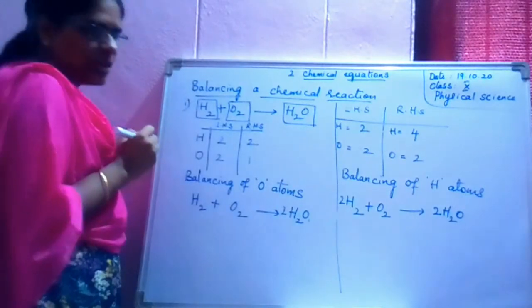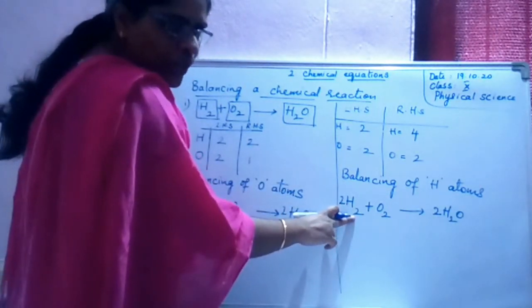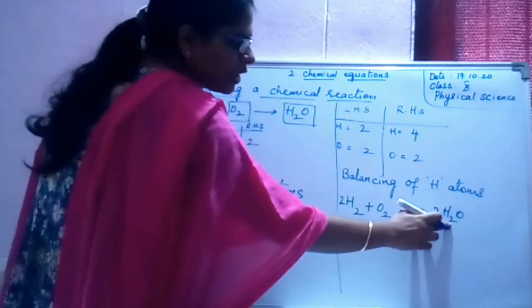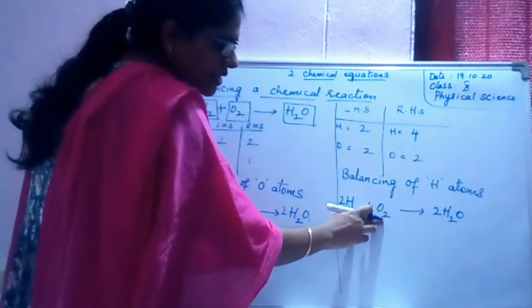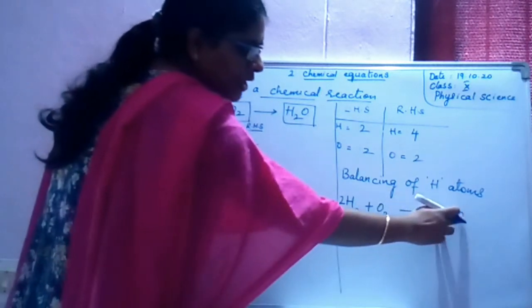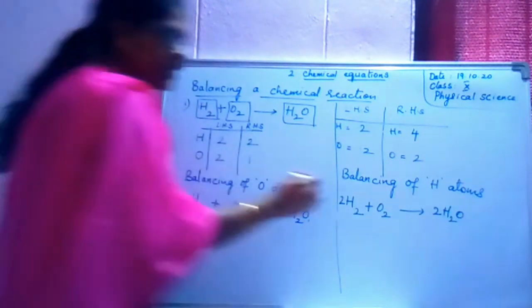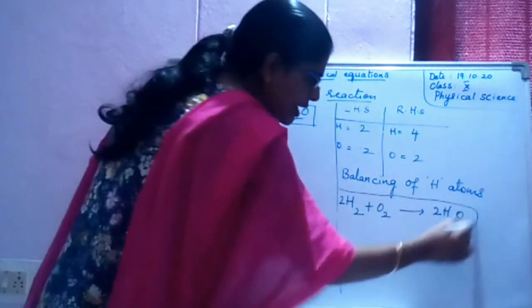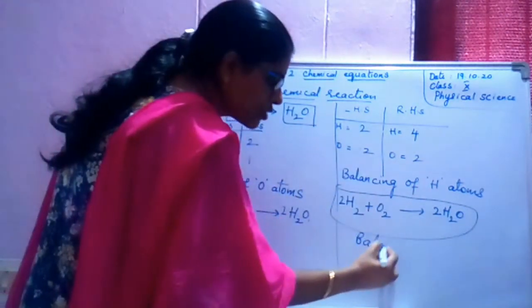Okay, children. Now look at here. 2 into 2, 4 hydrogens. 2 into 2, 4 hydrogens. How many oxygens? 2 oxygens. How many oxygens? 2 oxygens. Okay. This is called the balanced equation.